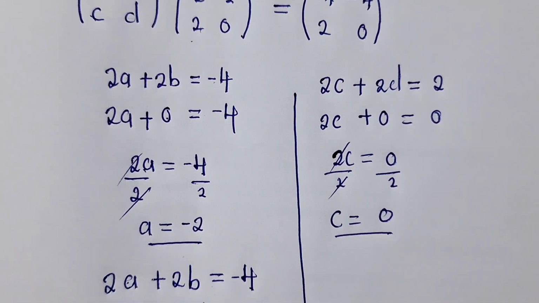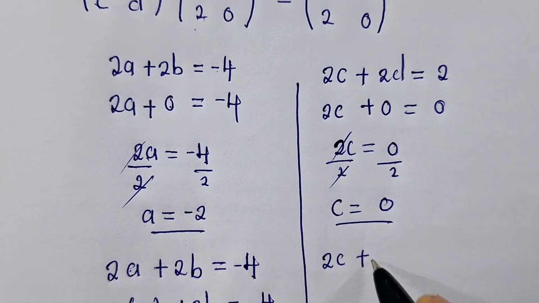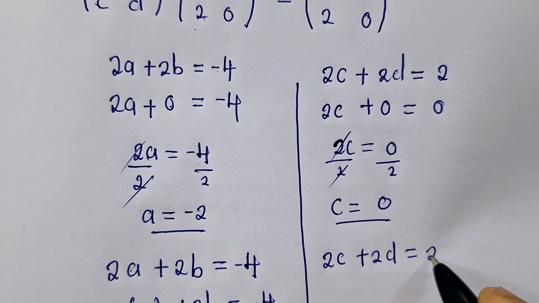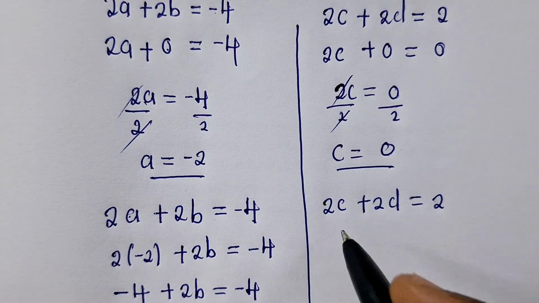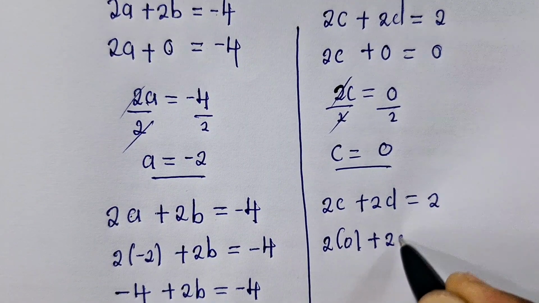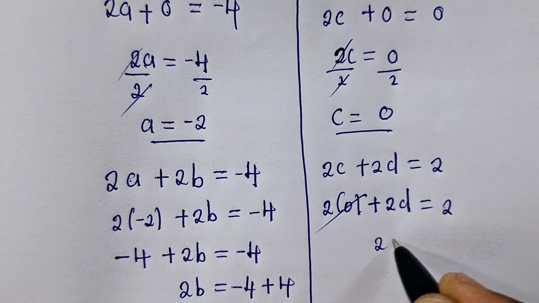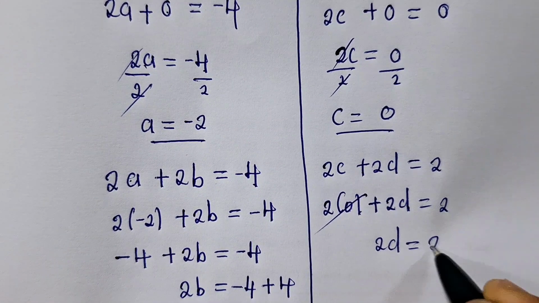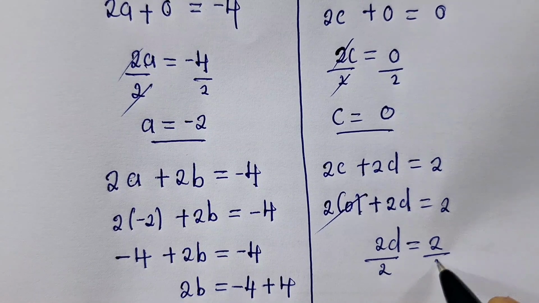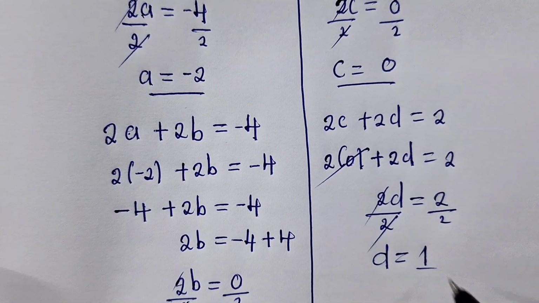So found c. We pick now this other equation, that is a 2c plus 2d is equal to a 2. Where there is c, we substitute a 0. It will be a 2 multiplied by 0 plus 2d is equal to a 2. So this will go, we'll remain with a 2d is equal to a 2. Divide by 2, this and this will go. The value of d will be equal to a 1.